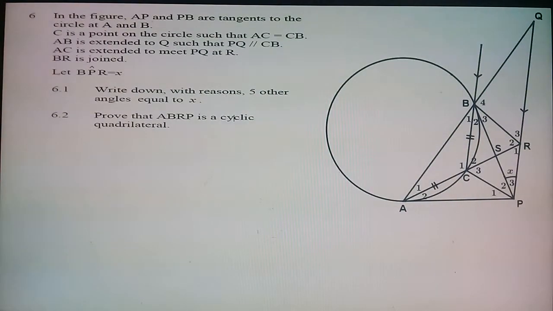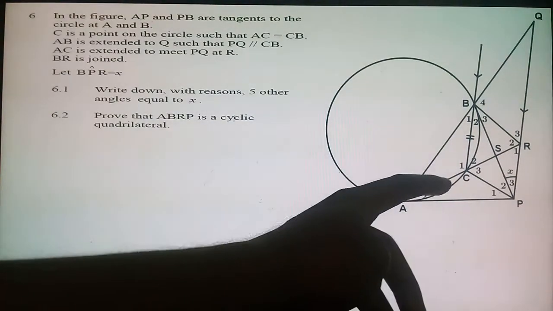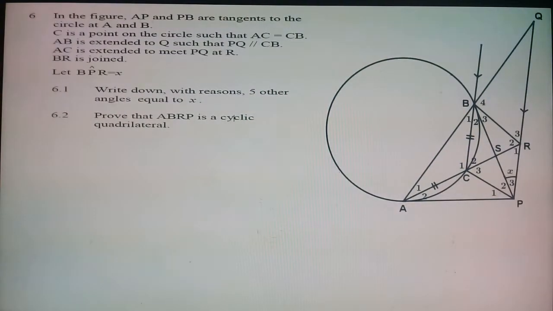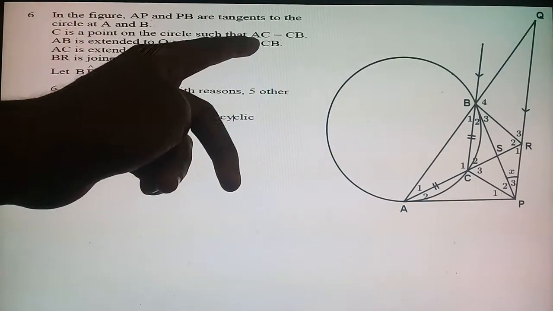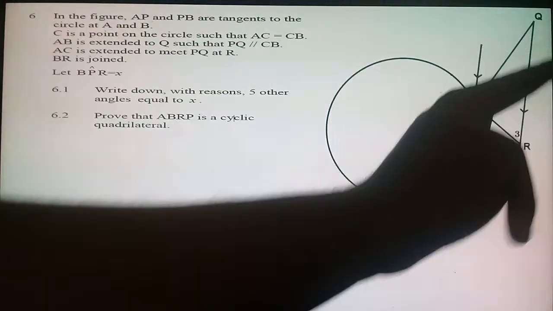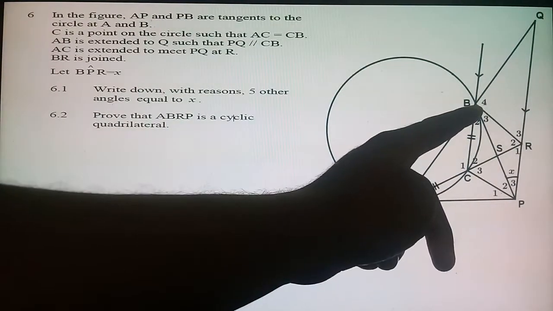Before you solve the question, they say AC equal to BC, and you have a triangle there. We know the base angles of an isosceles triangle, but we are not there. Let us continue with our problem. AB is extended to C such that PQ is parallel to CB. We have our PQ is parallel to CB.